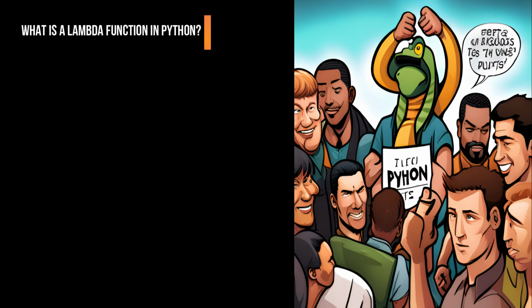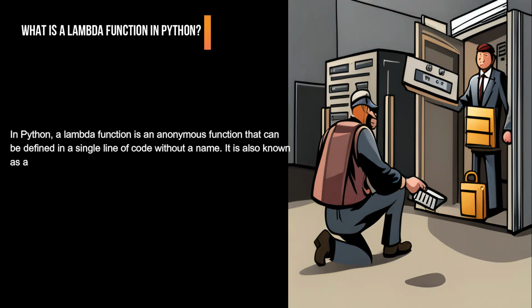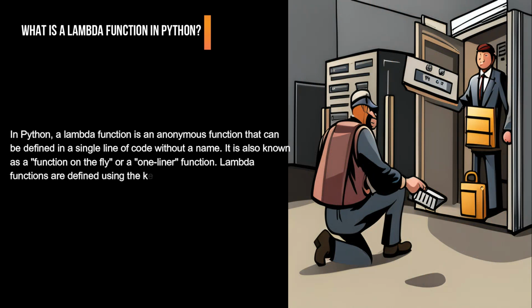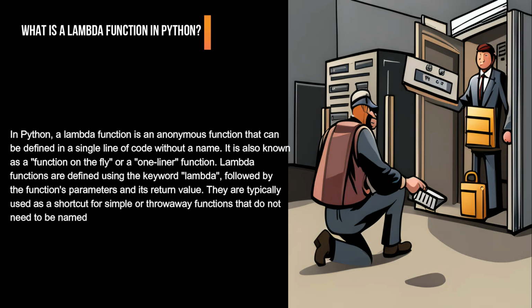What is a lambda function in Python? In Python, a lambda function is an anonymous function that can be defined in a single line of code without a name. It is also known as a function on the fly or a one-liner function. Lambda functions are defined using the keyword lambda, followed by the function's parameters and its return value. They are typically used as a shortcut for simple or throwaway functions that do not need to be named or defined in a separate statement.